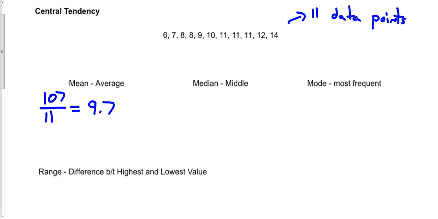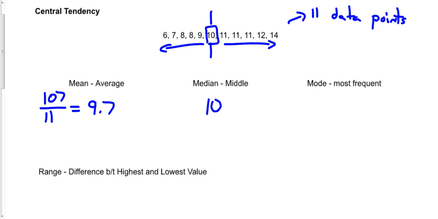Next thing I want to do is figure out, well, what's my median, my middle number? So I know I've got 11 data points, so the middle number here is going to be number 6, or the sixth data point in the row. So 1, 2, 3, 4, 5, 6. So right here, this is my middle data point. 11 data points means that I should have 5 data points to the right of the median, and 5 data points to the left of the median. So I do have 5 to the right, and I have 5 to the left. So therefore, my median must be 10.